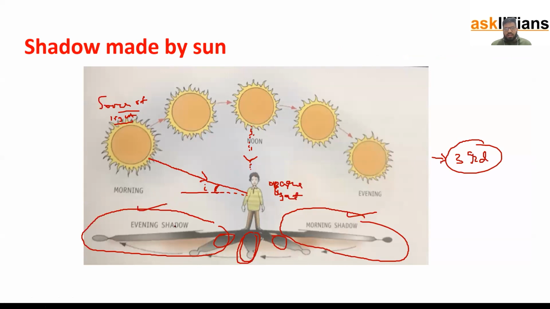For shadow, three things are required. One is a source of light, another is an opaque object, and the third one is a screen. Then we've seen why shadows are relatively larger in the morning and evening, and why they are shorter at noon. And then we have also studied some characteristics of shadows. I think all these concepts are clear.